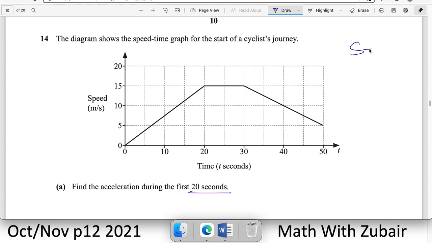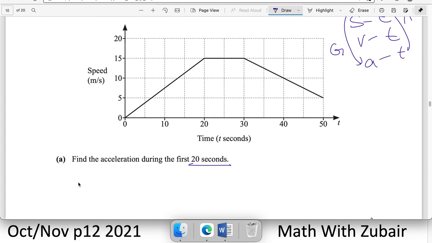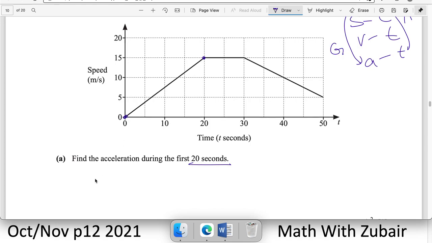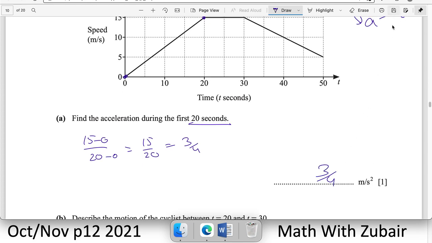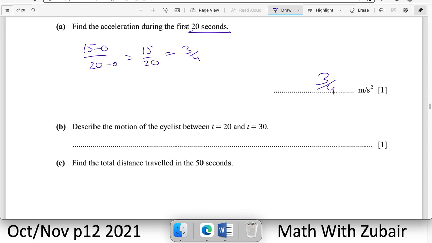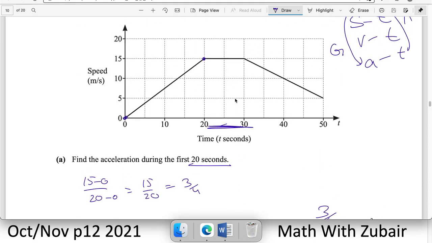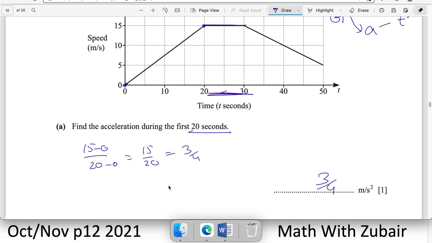If you're given displacement time, velocity time and acceleration time graphs, when you need to come down this way, this is gradient, and when we need to move up, that is area. So the gradient of the first section, using these two coordinates, is y2 minus y1 over x2 minus x1, 15 by 20, 3 by 4. Describe the motion of the cyclist between 20 and 30. So between 20 and 30, it is traveling at constant speed.